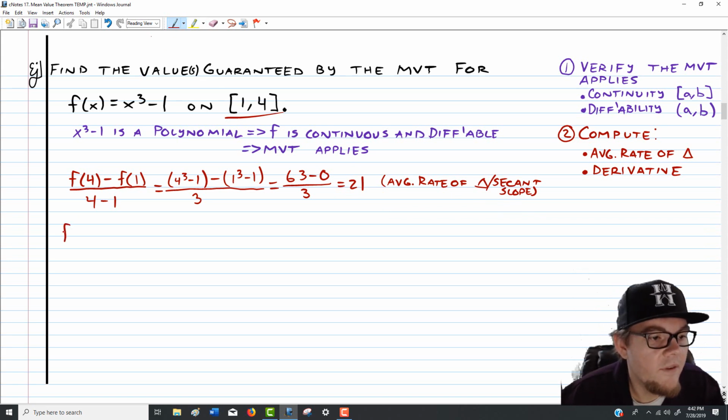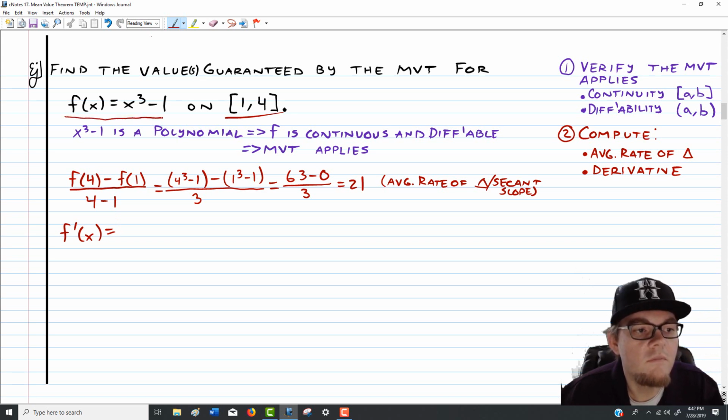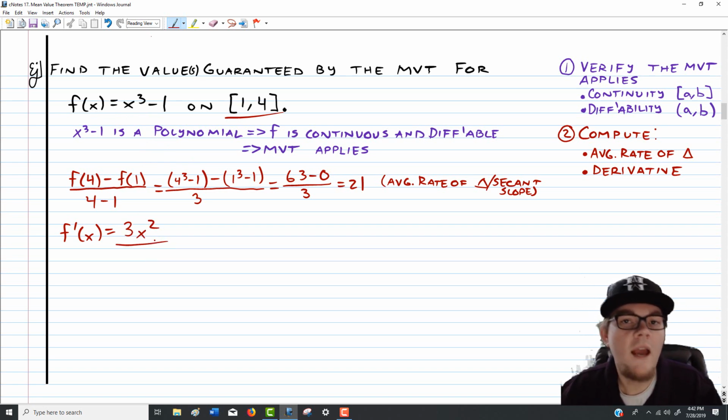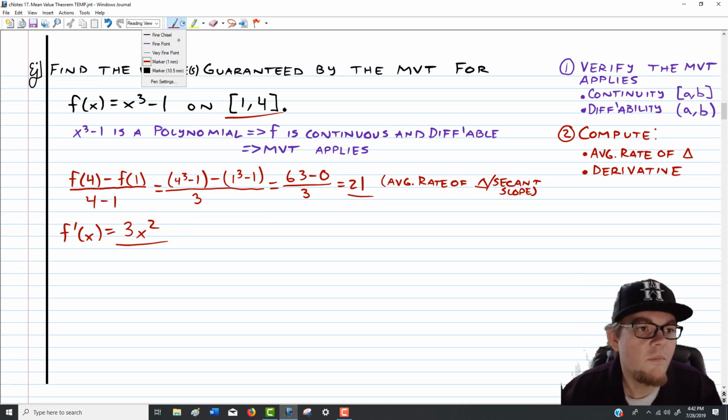The second thing we have to figure out is what f prime of x is. So we need to compute the derivative of that function. Well, that function's pretty easy to differentiate. It's 3x squared. So that is the formula we use to calculate the slope on this curve at any x value. So what we've just found is the average rate of change and the derivative themselves. So our next move is, of course, to bring them together.